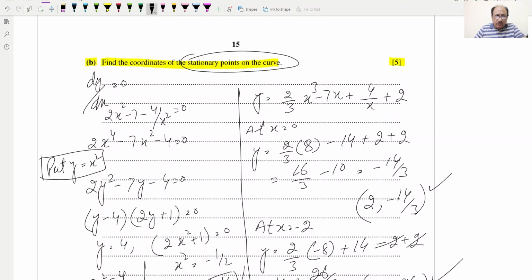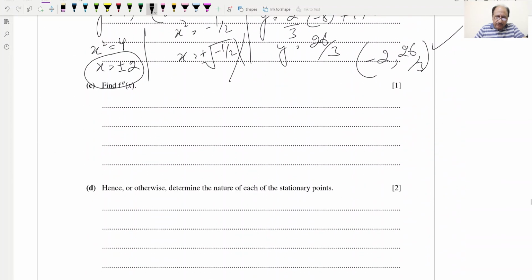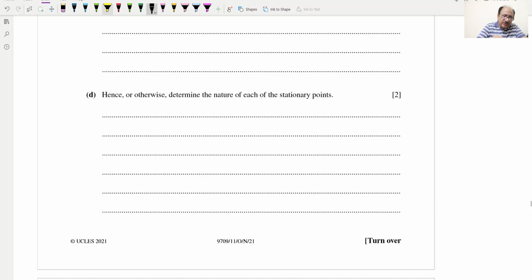So this was a 5-mark question, which we are done. And the next part says hence or otherwise determine the nature of each of the stationary points. So we can use the second order derivative test. So d squared y over dx squared at plus 2 will be what?